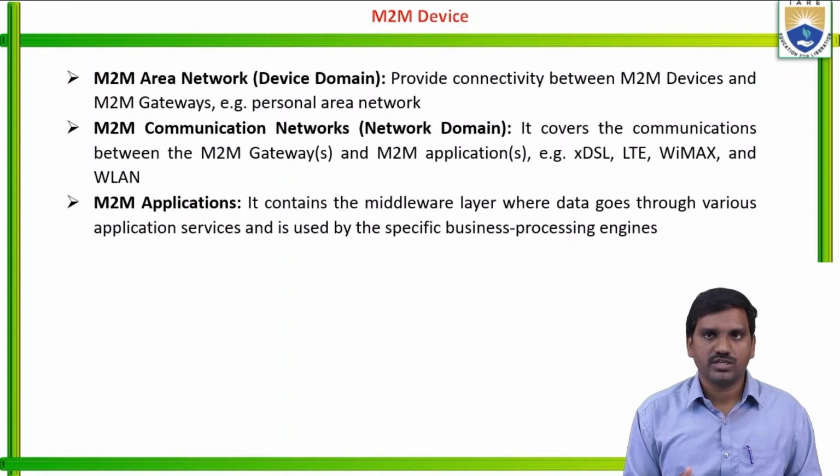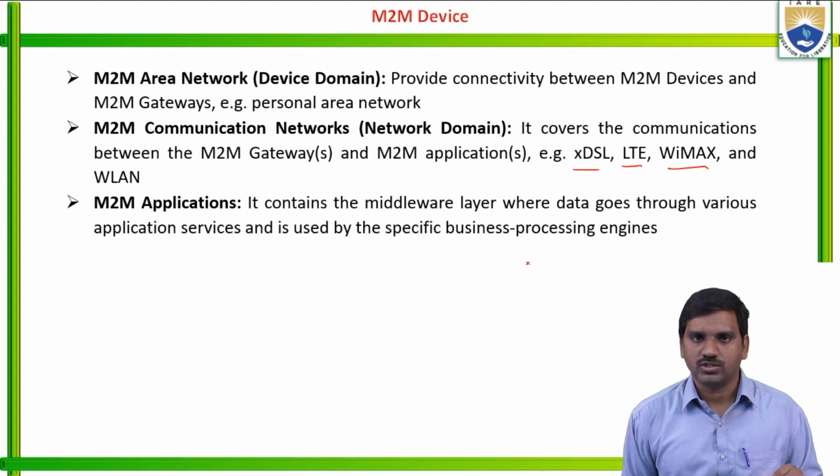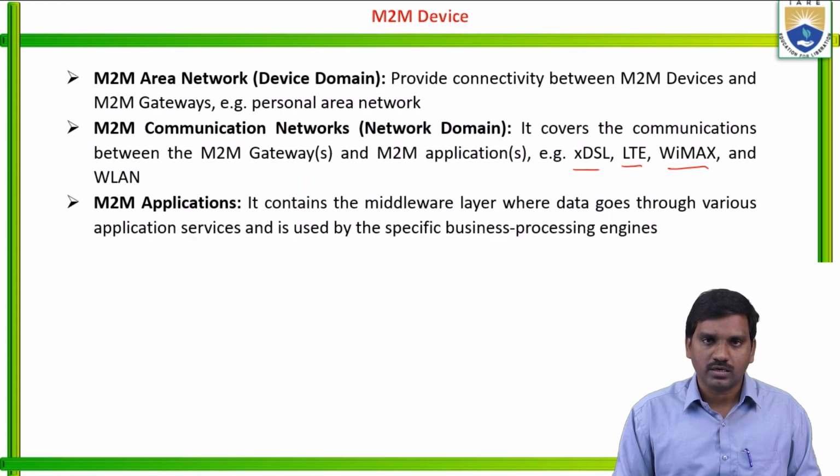Next, M2M communication networks are considered the network domain. They cover the communications between the M2M gateways and M2M applications. For example, xDSL networks, long-term evolution network, WiMAX, and WLAN, wireless local area networks. The last one, M2M application, contains the middleware layer where the data goes through various application services, and it is used by the specific business processing engine. So these are some explanations for components of the architecture.